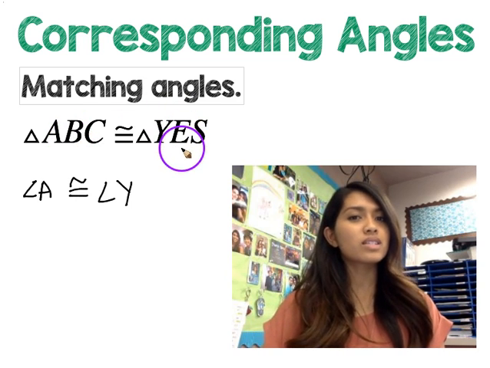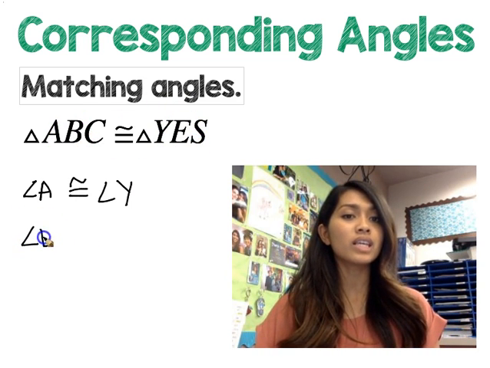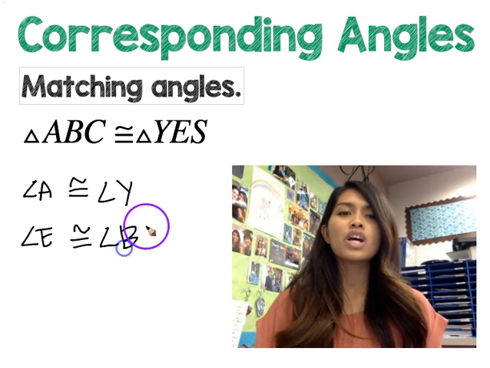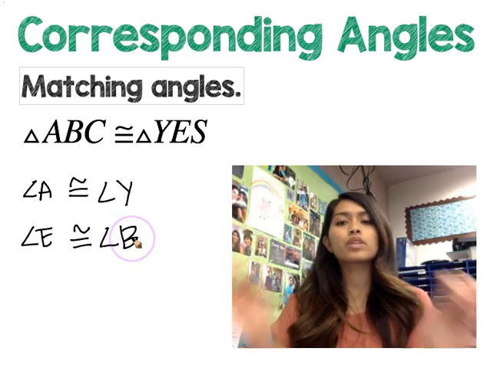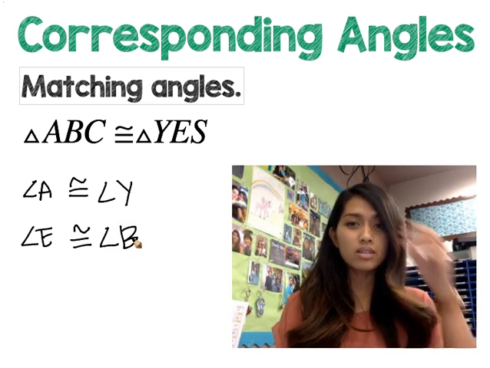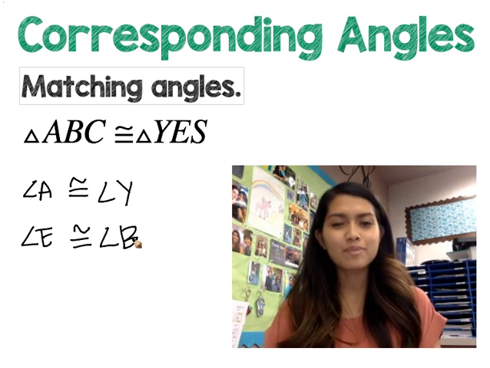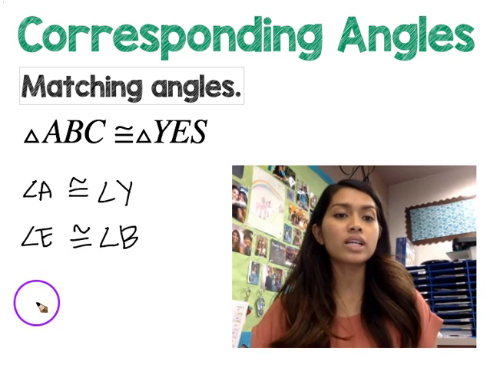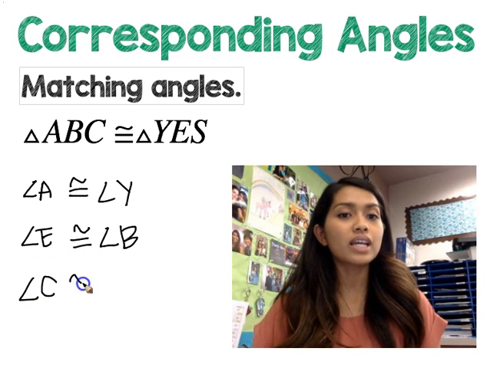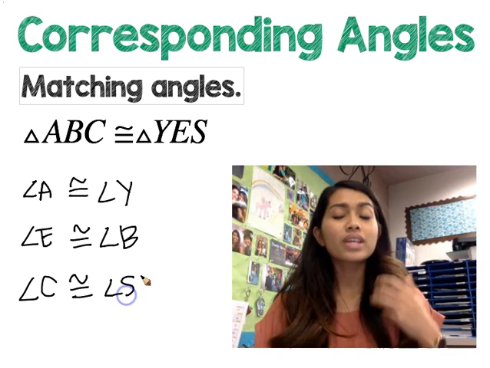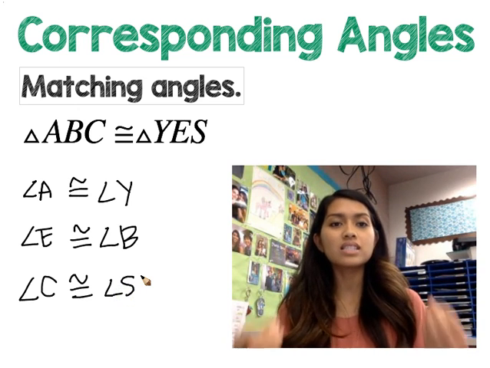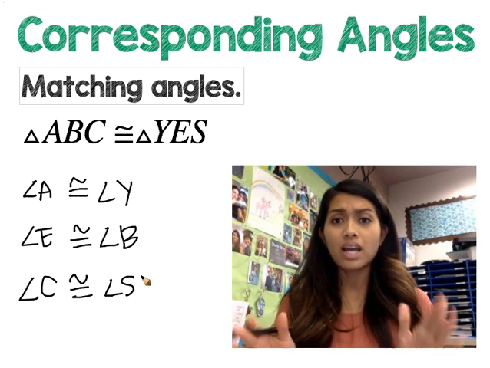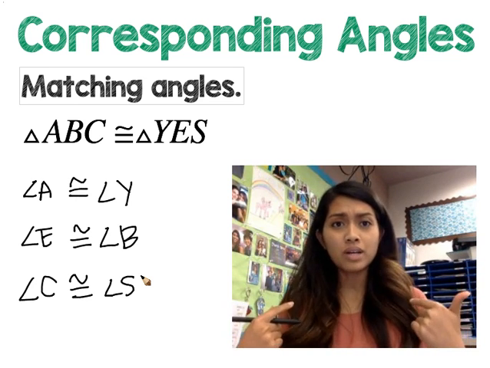Here, B corresponds to E, so I can say angle E is congruent to angle B. So notice I purposely put them reversed. Does it mean it's wrong? No, it means the same exact thing. So the next one is C corresponds to S, so I can say angle C is congruent to angle S. In class, I want you to practice saying angle A is congruent to angle Y. Don't just say A is congruent to Y. That is not good enough for me, okay?